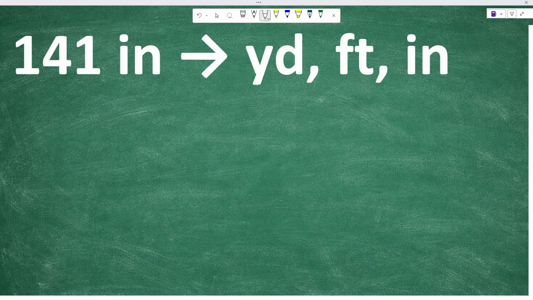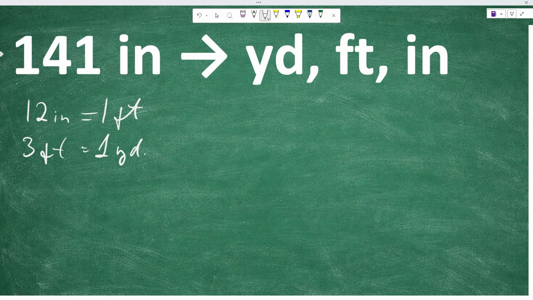To do this, we need our basic conversion facts. You probably already know these, but let's log them in. There are 12 inches in 1 foot, and there are 3 feet in 1 yard. Okay, these are basic facts that we need to know. Let's dive right into step 1.